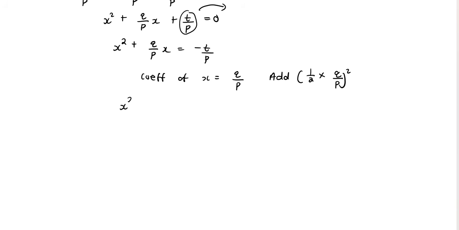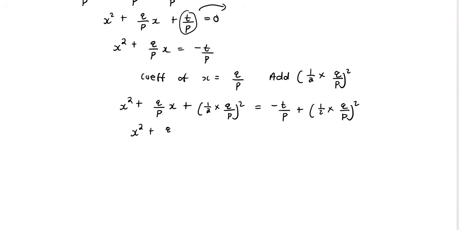Then I'm going to have x squared plus q over p times x plus a half multiplied by q over p squared is equal to negative 3 over p plus a half multiplied by q over p squared. Then let's simplify. x squared plus q over p x plus q over 2p squared is equal to negative 3 over p plus... Now if you do this, you must end up with q squared divided by 4p squared, right?